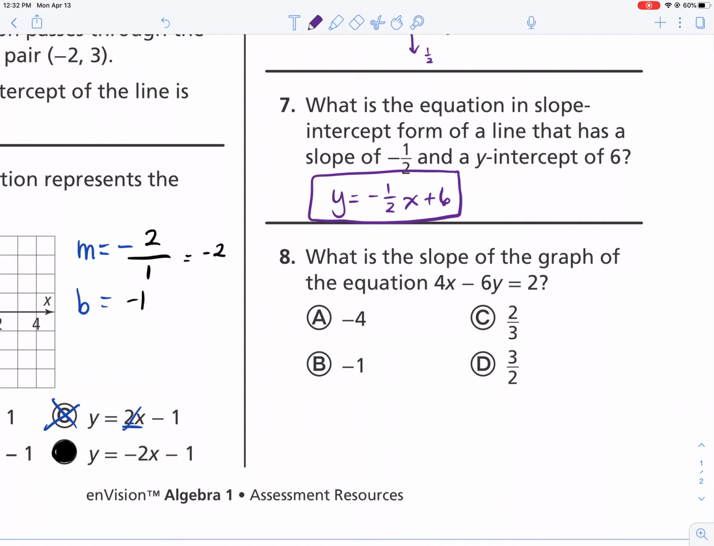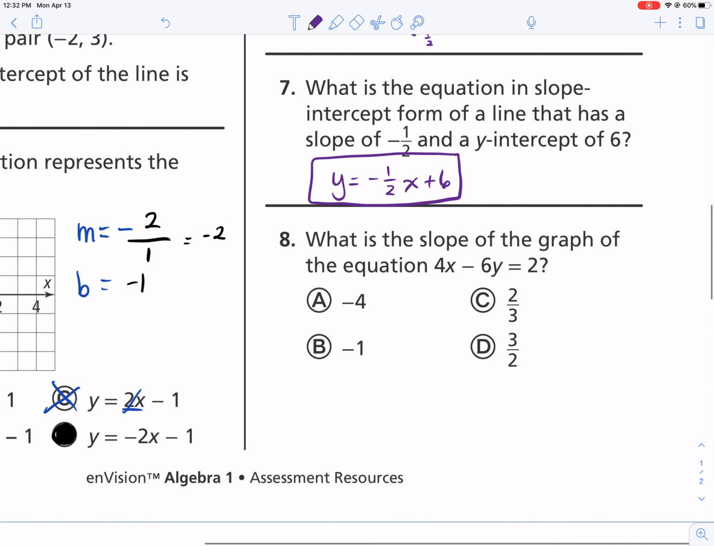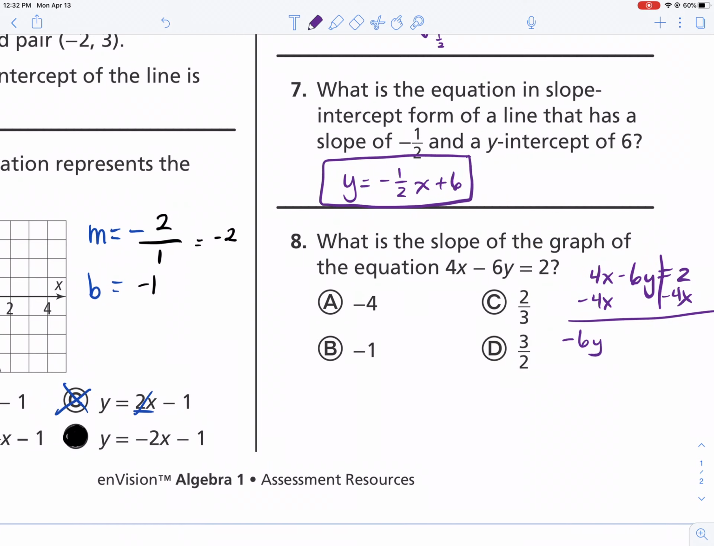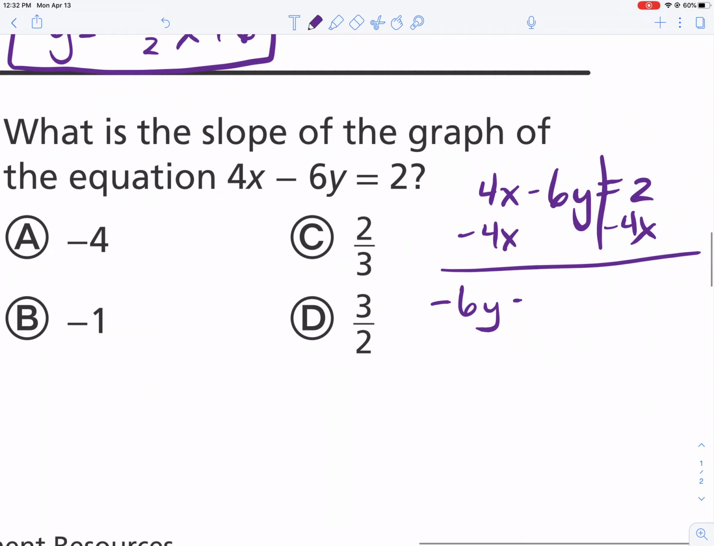And then number 8, what is the slope of the graph of the equation 4x minus 6y equals 2? So we want to get the y by itself in order for us to find that slope. So I'm going to rewrite it over here. 4x minus 6y equals 2. I'm going to subtract 4x, and I'm going to say negative 6y, so don't lose that negative, equals negative 4x plus 2.